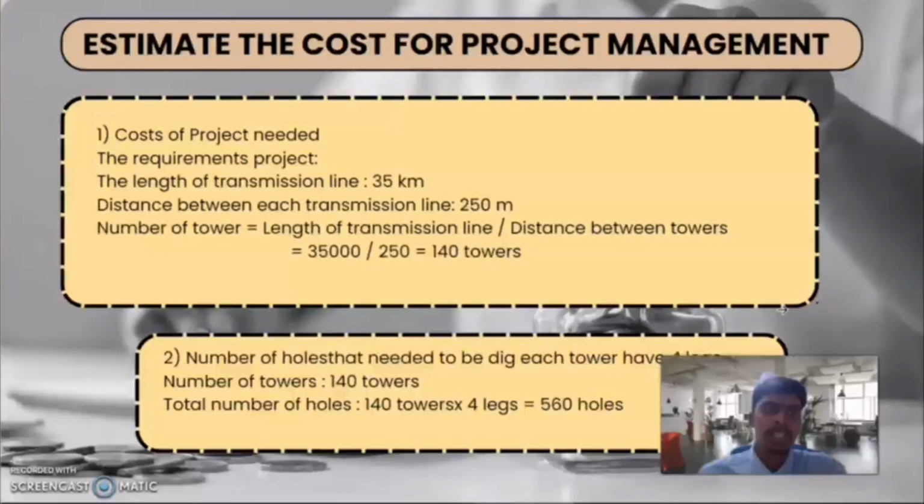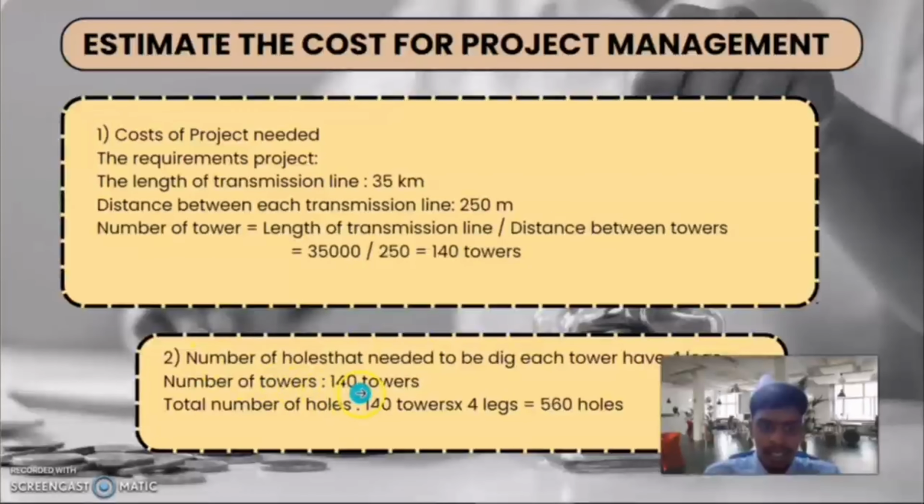So today I would like to present the estimated cost for the project management. First, the project cost needs to be estimated per kilometer, because our project is already allocated around 140 kilometers. The length requirement of the transmission line is 35 kilometers for each, and the distance between each transmission tower is 250 meters. Changing to meters, 35,000 divided by 250 gives 140 towers.